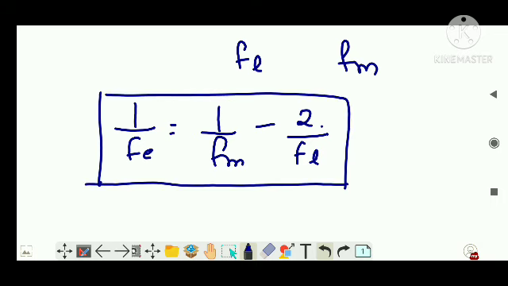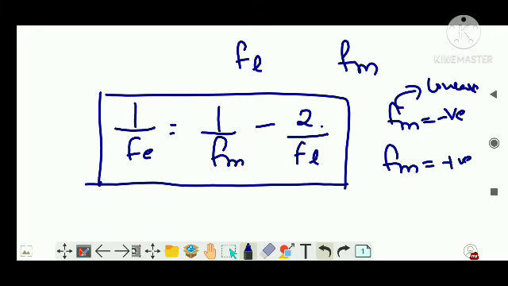You need not memorize the derivation, you do not require it, right? And you know, in the case of a concave mirror, Fm is negative, and in the case of a convex mirror, Fm is positive. This is for concave, this is for convex, right? This is all that I have taken, or you can understand by yourself by doing a lot of problems, right?